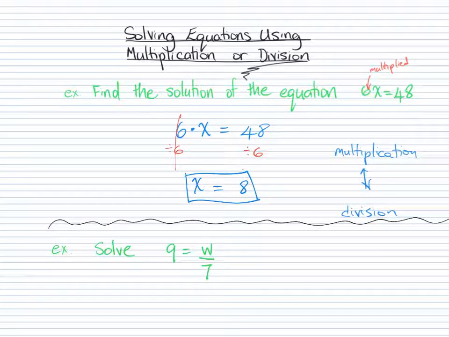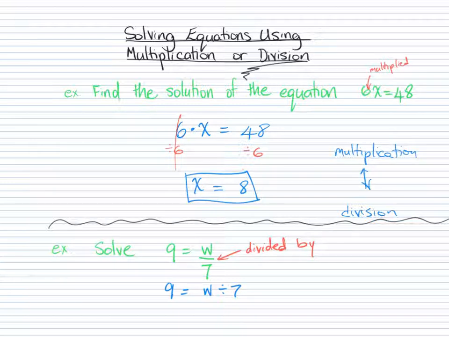Okay, so another question just magically appeared, and in this case we have w over 7, and it might be helpful for us to remember that over just means divided by. So I'll rewrite it that way. Perhaps it might be easier for you to see it that way. So 9 is w divided by 7.